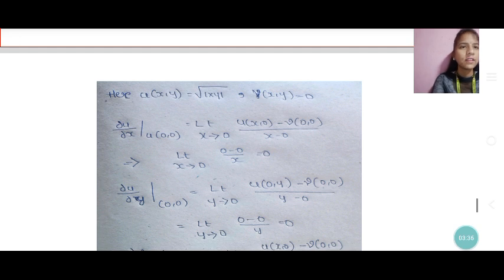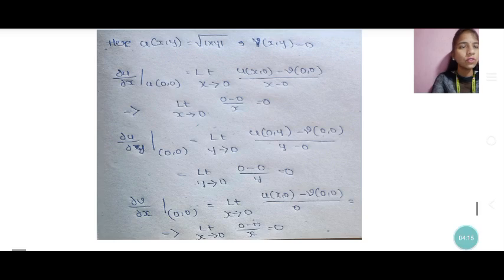Here u(x,y) = √|xy| and v(x,y) = 0. ∂u/∂x at (0,0) is the limit as x tends to 0 of [u(x,0) − u(0,0)]/(x − 0). This is the formula. We substitute the x and y values, with y equal to 0. Then the limit as x tends to 0 of (0 − 0)/x is 0. That is ∂u/∂x. ∂u/∂x is 0.